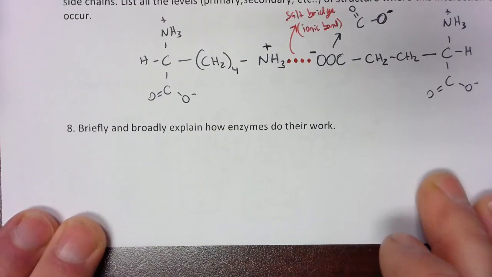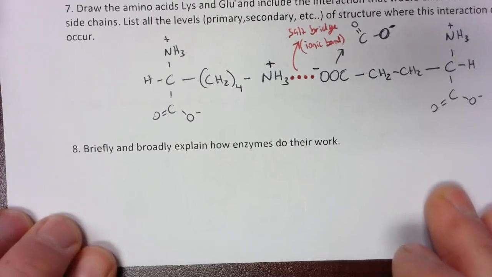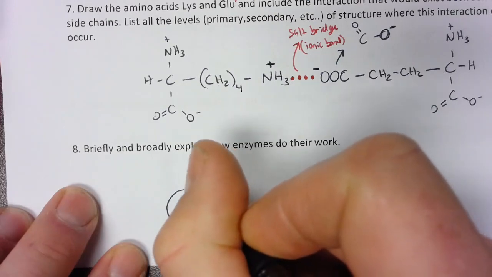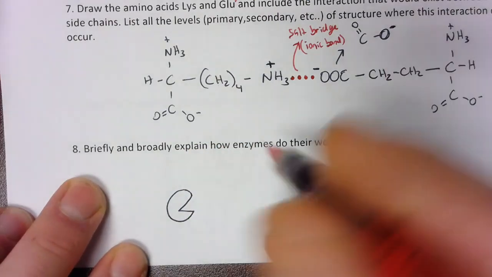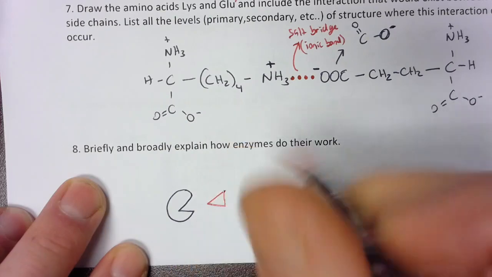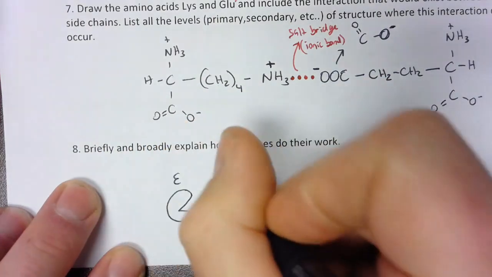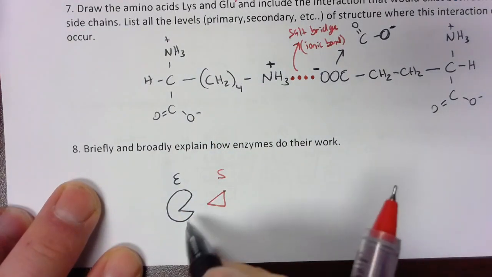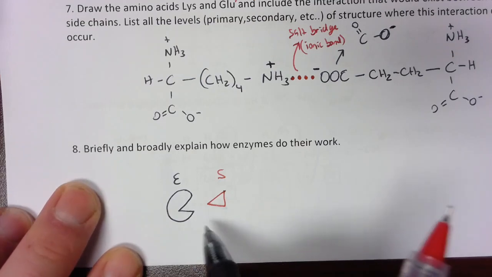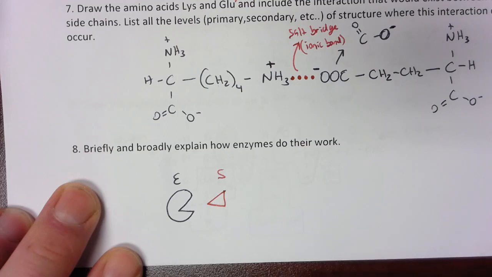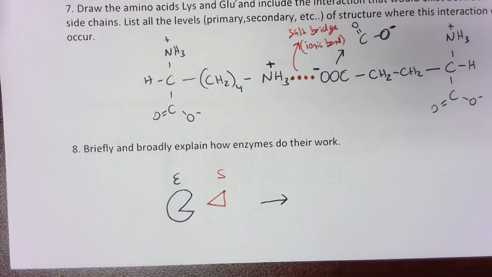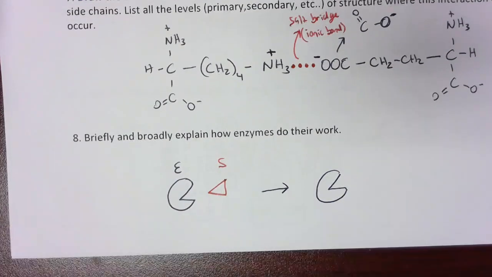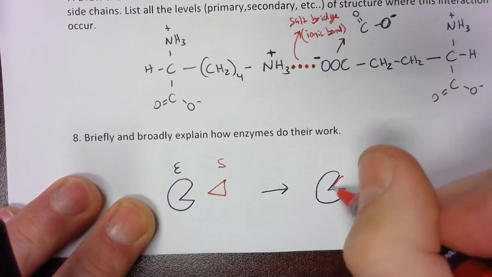Number 8 says, briefly and broadly explain how the enzymes do their work. Well, enzymes bind substrates. Kind of draw a little Pac-Man here. This is the enzyme. This is the substrate. Enzyme and substrate. Okay. And when these two get close enough together, if there's enough of them around that they'll bump into each other in the right fashion, they will form an enzyme substrate complex. Where the enzyme and the substrate are bound together.